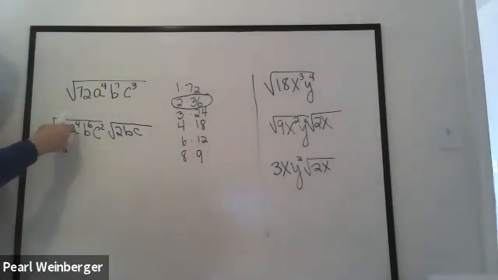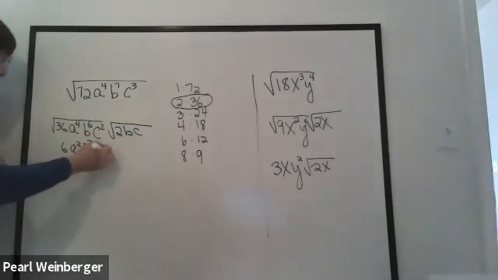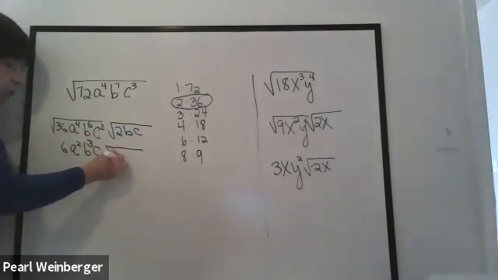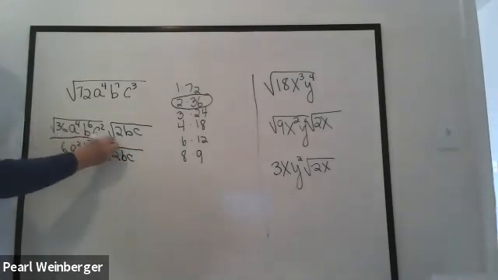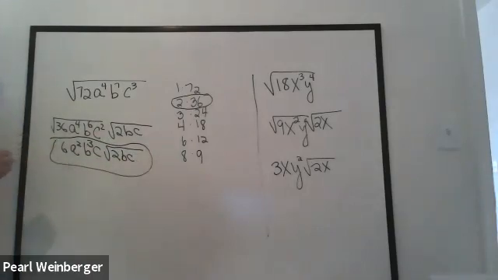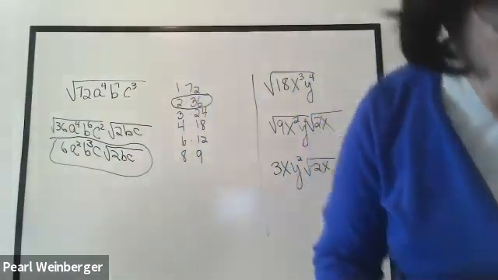Remember, with the variables, I just divide their exponents by 2 because my index here is 2. It's understood to be 2. 4 divided by 2 is 2. That gives me a squared. 6 divided by 2 is 3. So it's b to the 3rd. And 2 divided by 2 is 1, which is just c to the 1 or just c. And that's times the 2bc. And this would be your answer in what we call simplest form. So that's what we call simplifying a radical.